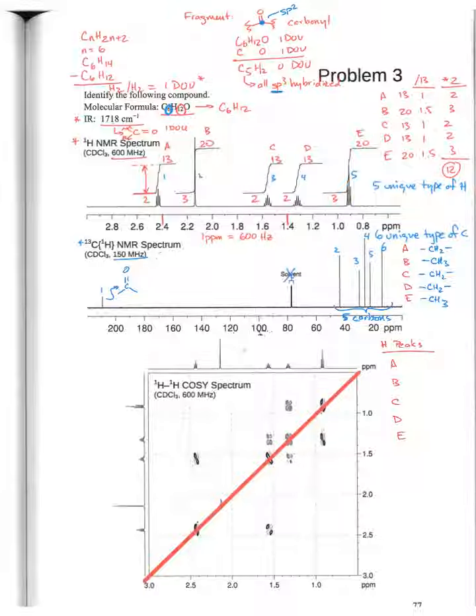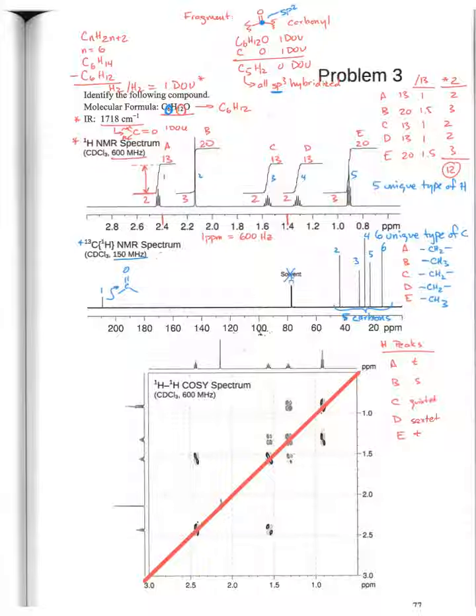A, we see 3 peaks, so that's a triplet. B, we see 1 peak, that's a singlet. C, we count 1, 2, 3, 4, 5 peaks. We'll call that a quintet or a pentet. D, we count 1, 2, 3, 4, 5, 6 peaks. We'll call that a sextet. E, we count 1, 2, 3. That's a triplet.